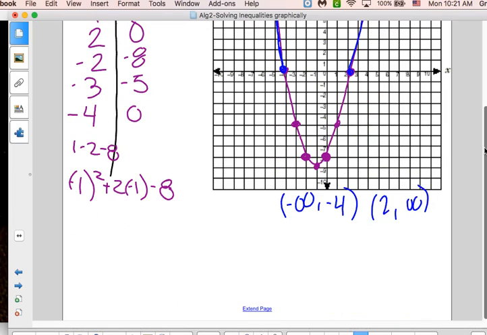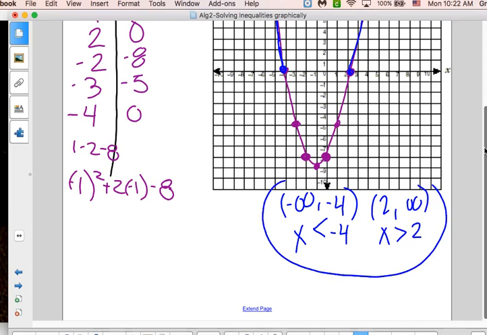So that's interval notation. If you want to write the inequalities, we know that it gets cut off at negative 4, and then for it to be positive, is it using all the x's less than or greater than? Less than. And then on the other side, we know it starts being positive again at 2, and is it using all the ones less than or greater than? Greater than. So 2 ways to write your answers.